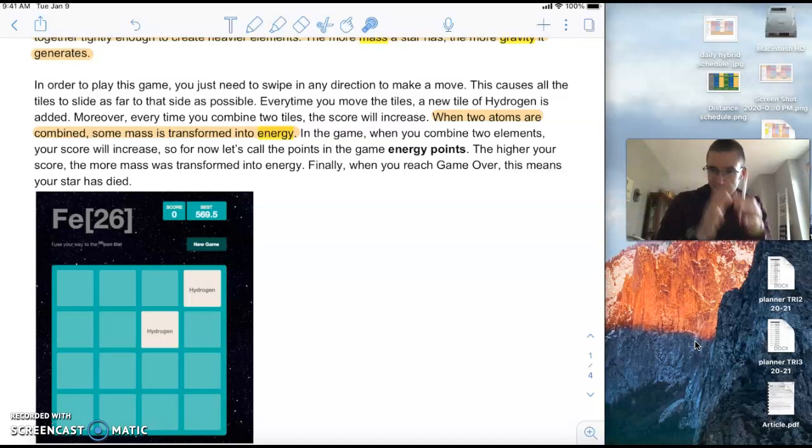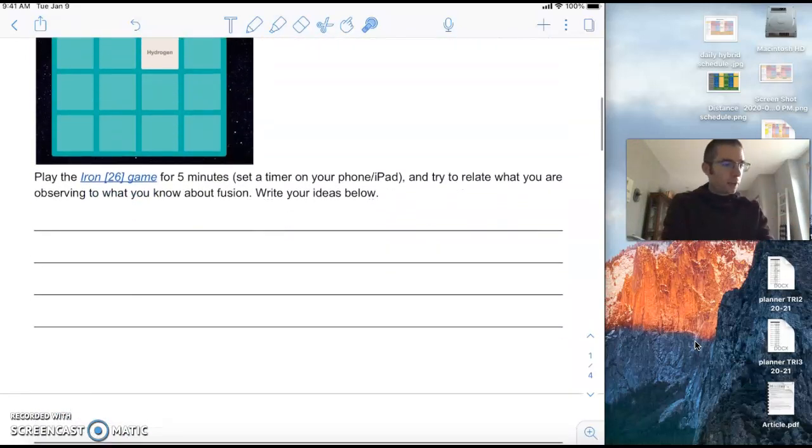So that's the breakdown of what is happening inside stars and how mass and gravity are related. Whatever observations you made, whatever correlations you put together between the game and what you knew about fusion, whatever you've got there is fine. If you want to change your answers based on what we just talked about, feel free to do that.